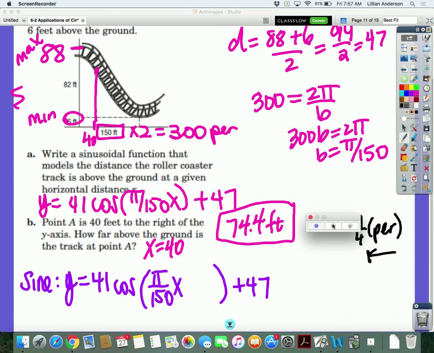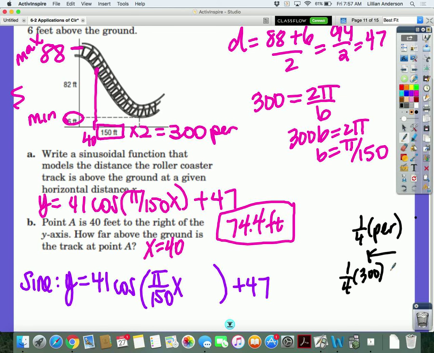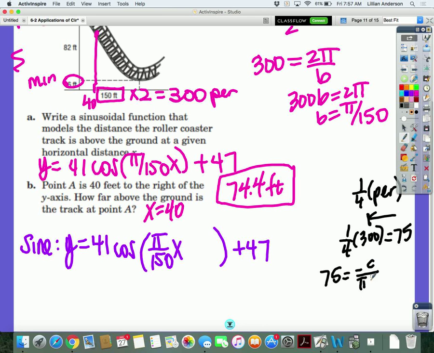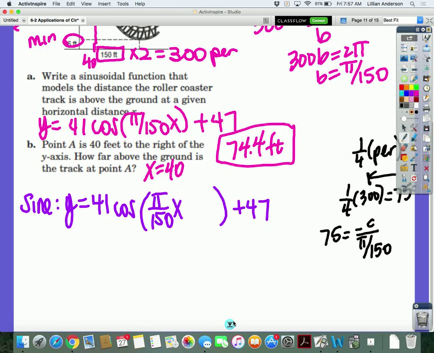So we'll take 1/4 of our period. Our period is 300, so we take 1/4 of that, and we get 75. 75 represents our phase shift. Then from there, we would set 75 equal to negative c over b to figure out what c is in our equation. If we do a little bit of keep, change, flip, that'll be negative 150c divided by pi, multiply both sides by pi, and then divide by negative 150.